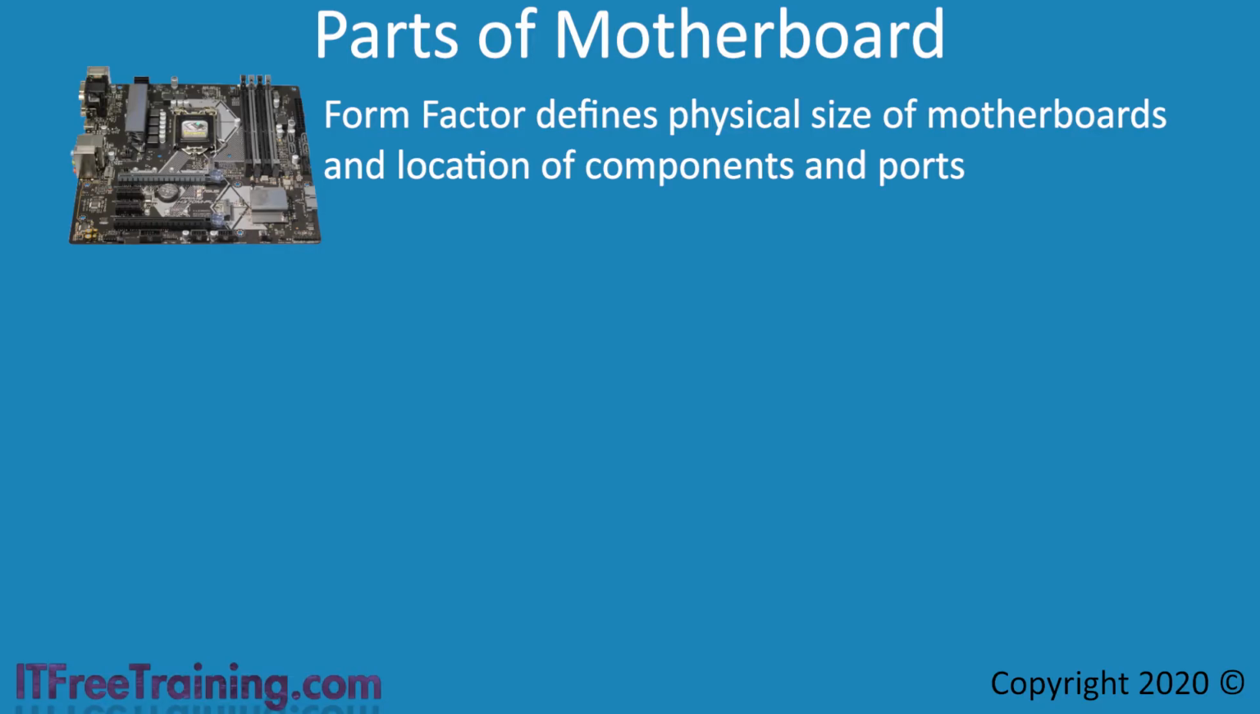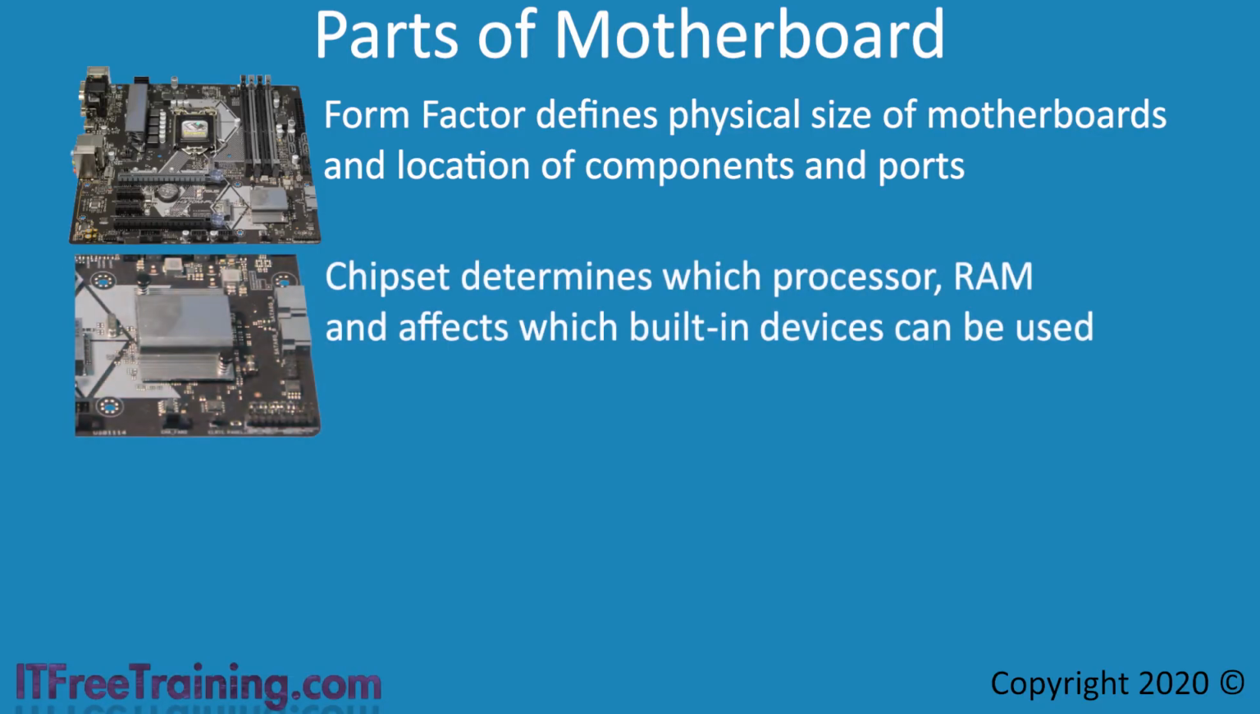The next part of the motherboard is the chipset. The chipset determines which components, like processor and RAM, can be used. On this motherboard, there is a single chip that provides these features. On some motherboards, there will be two. Later in the video, I will go into more detail about how the chipset works.